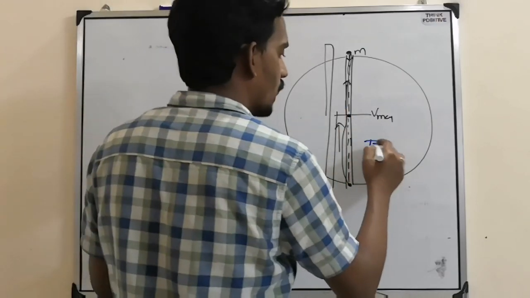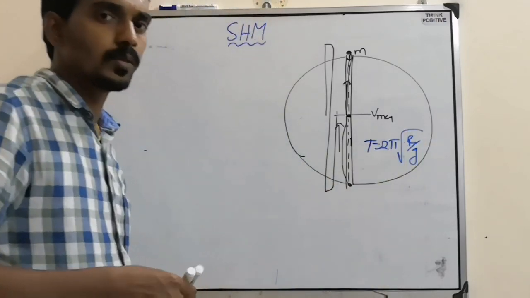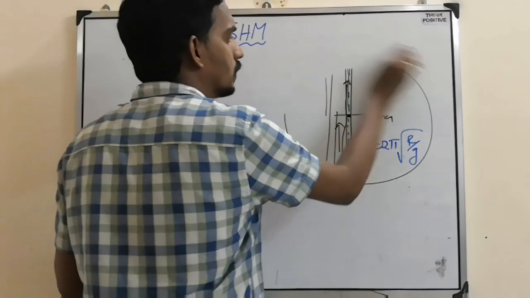So in this case also the time period is 2 pi root R by g. So this is another case. Please try to remember it.